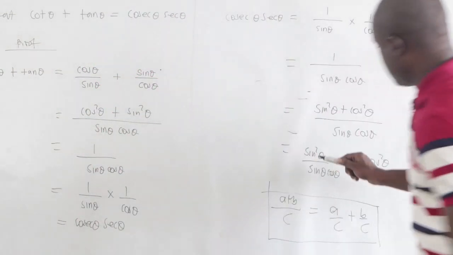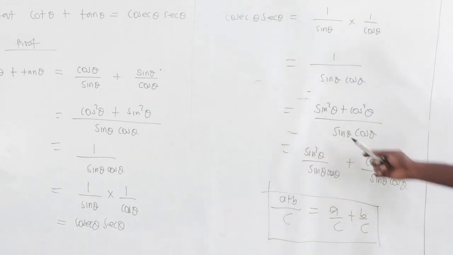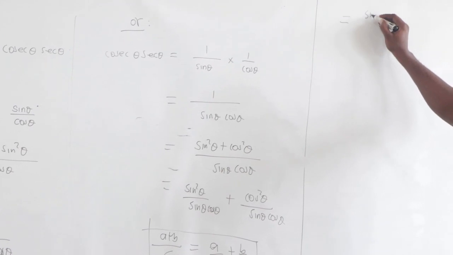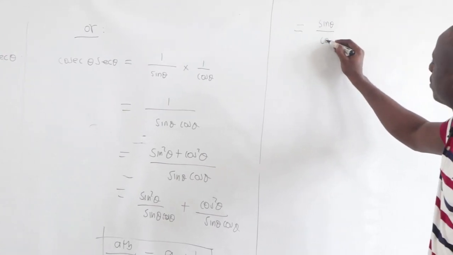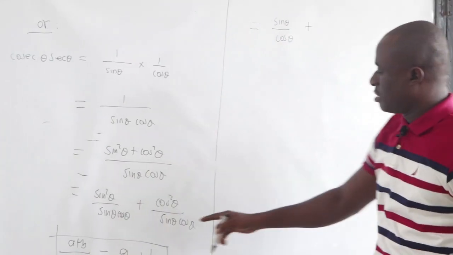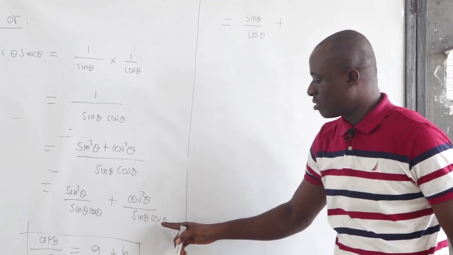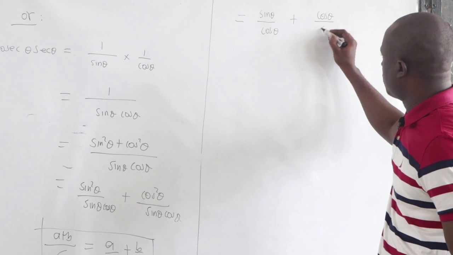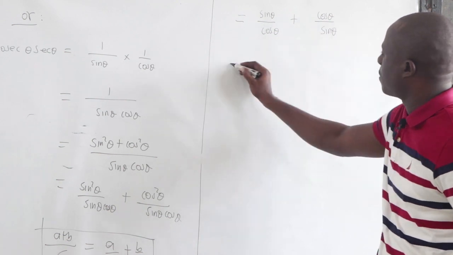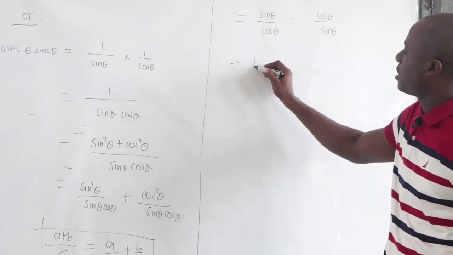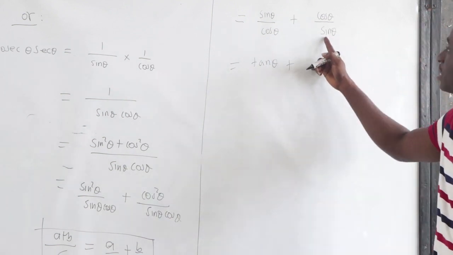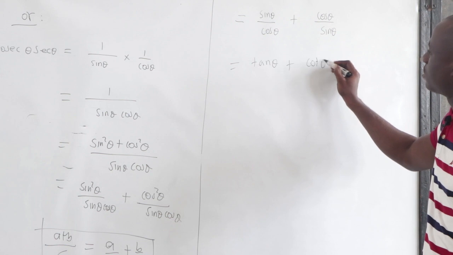Now, clearly, we can see that sine square theta over sine theta, one of it will cancel, and we are going to get sine theta over cos theta. And then cos square theta over sine theta cos theta, one will cancel, so we have cos theta all over sine theta. Now, sine theta over cos theta, this is tan theta. And then cos theta over sine theta, this is the same as cot theta.